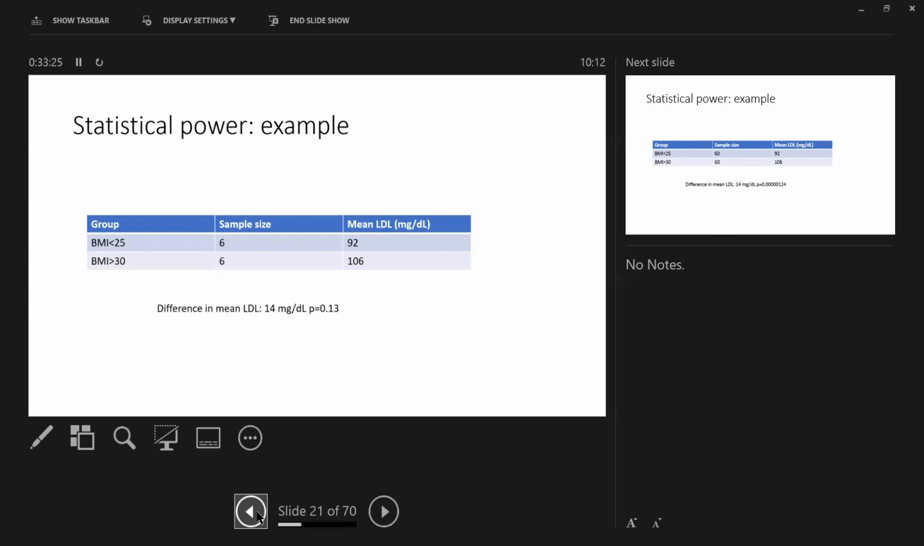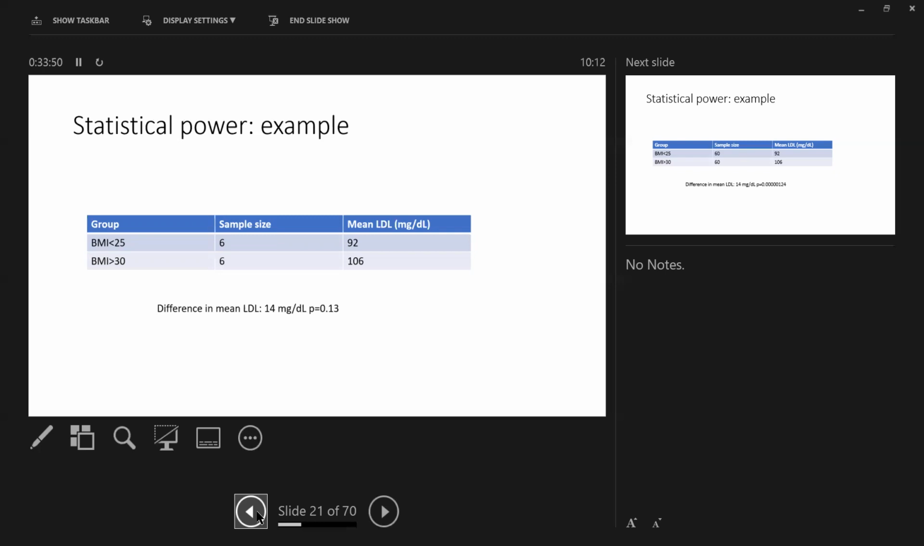So let's take another example here about power. Imagine you're doing a study looking at the association between obesity and cholesterol levels. So your hypothesis, well, you have two groups: people with a BMI of less than 25 and people with a BMI of more than 30, and you measure the mean LDL.